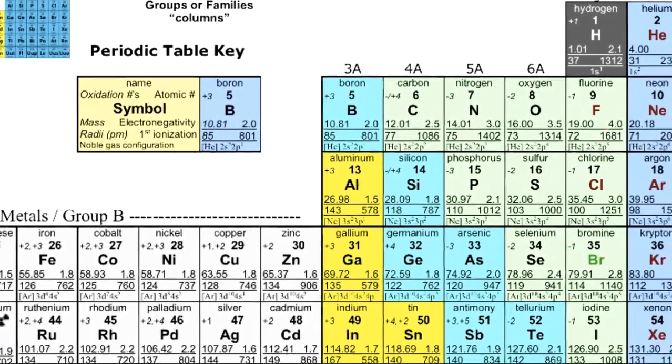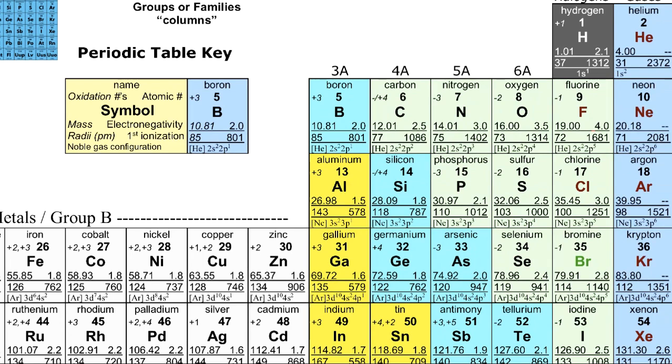So from the key here, we see that boron, its atomic radii would be 85 picometers. If you're looking at carbon, it is 77, nitrogen 75, oxygen is 73. So what's the trend that you're noticing?